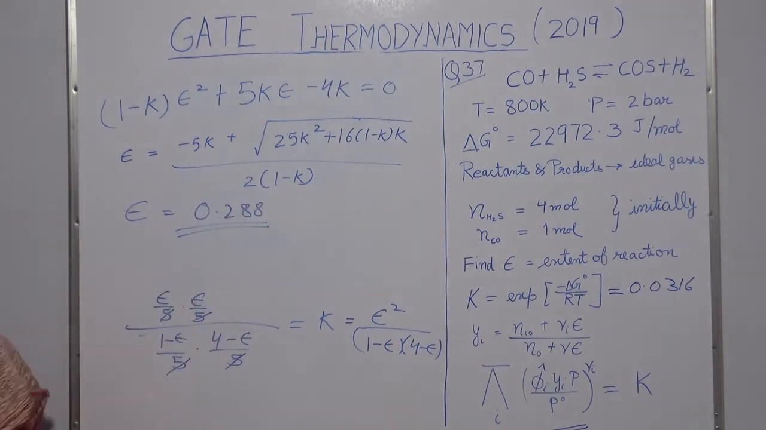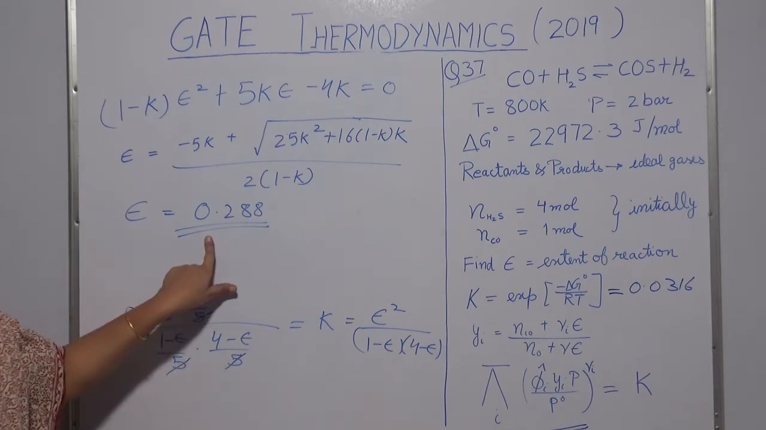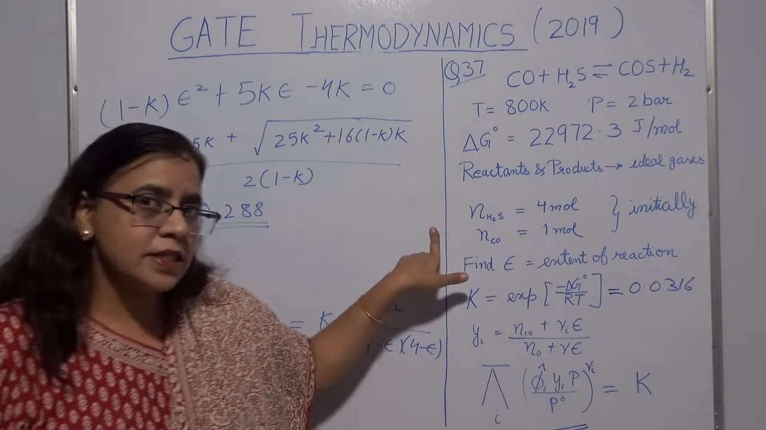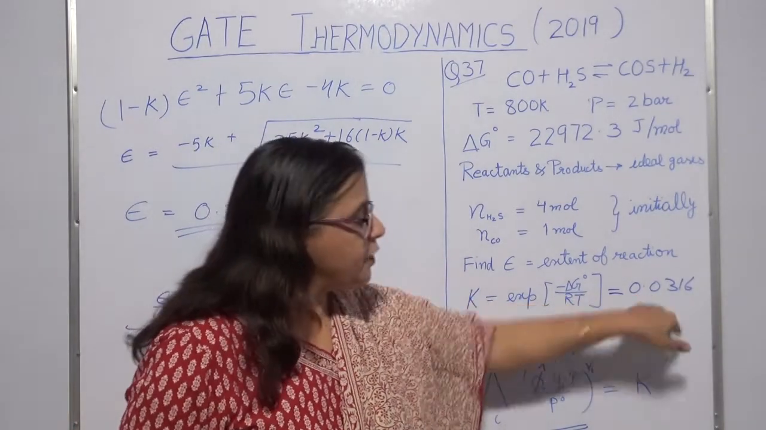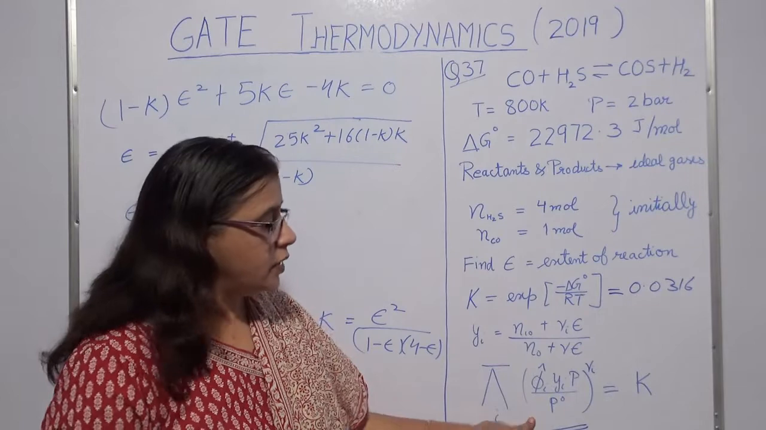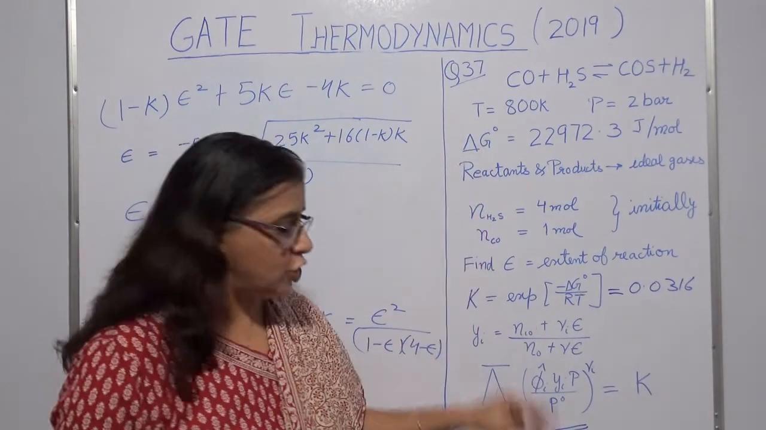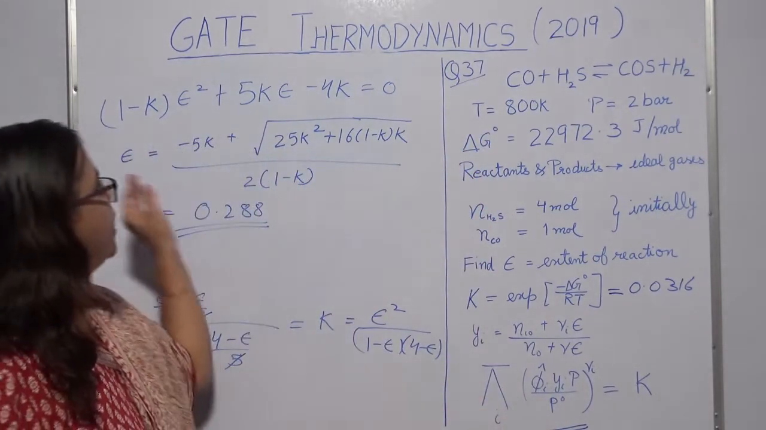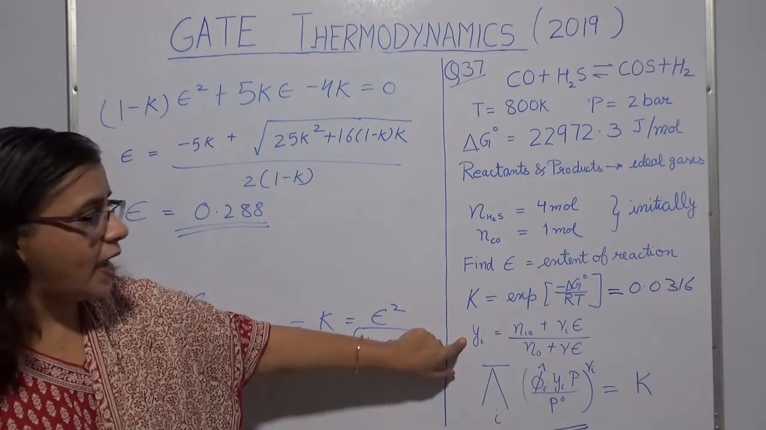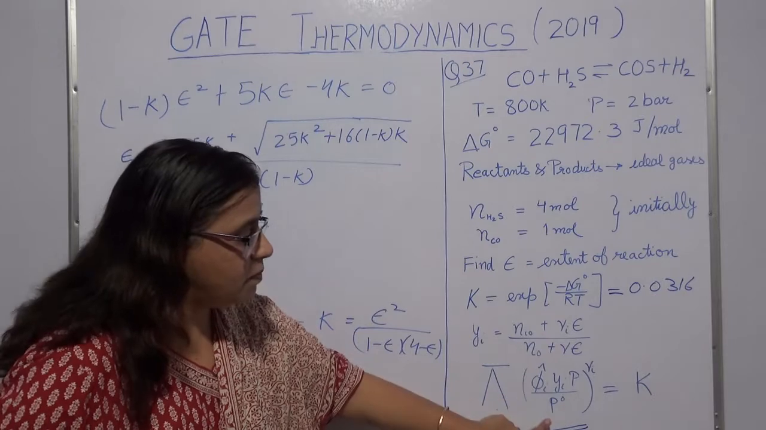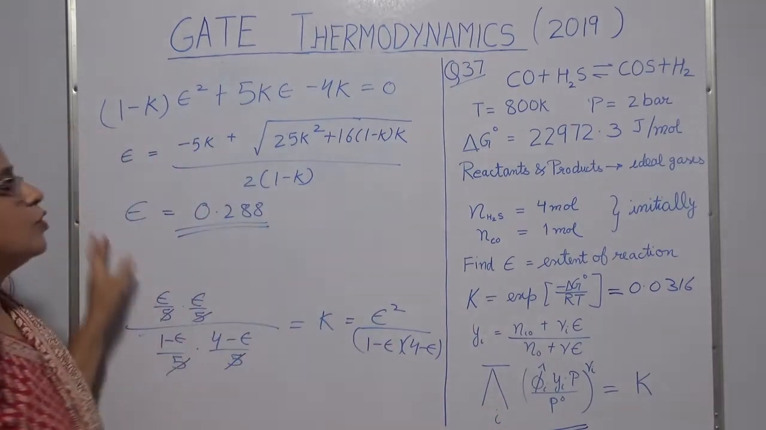So this is your final answer which is given in the key. Always remember, in such type of question, go systematically. First of all calculate k, then simplify your equation according to all the assumptions which are given. Then go ahead and use this equation to find yi in terms of your extent of reaction, plug it in this equation and then solve it.